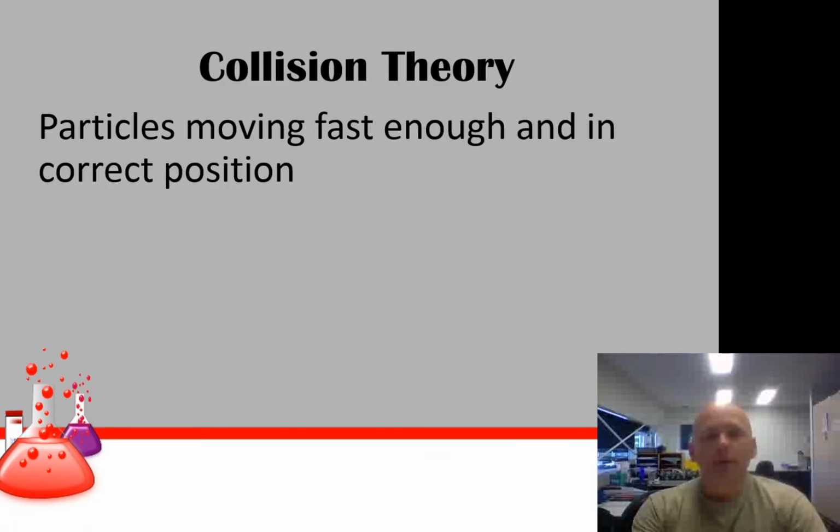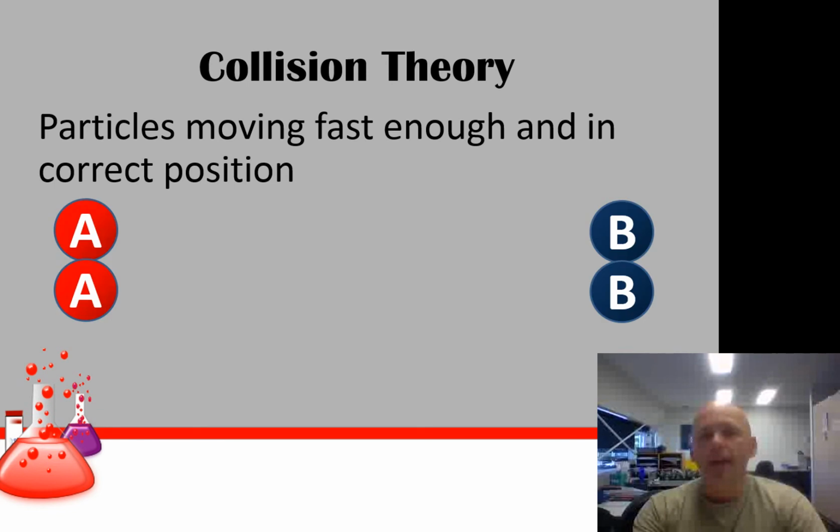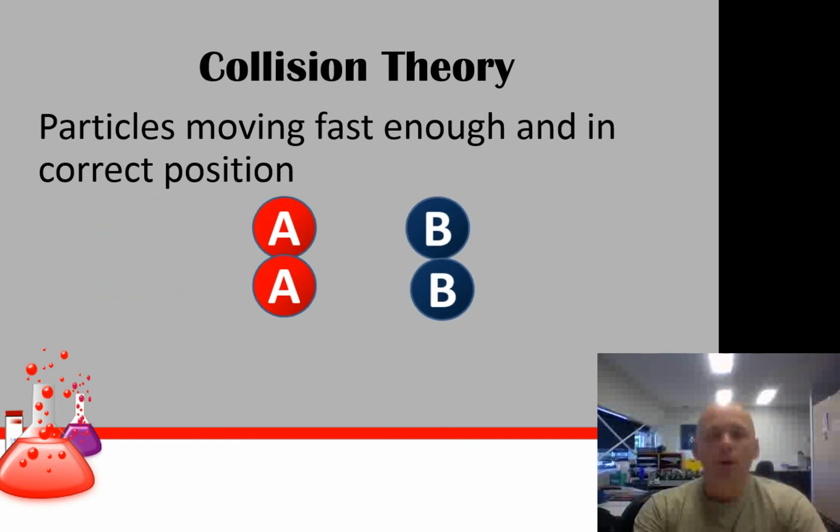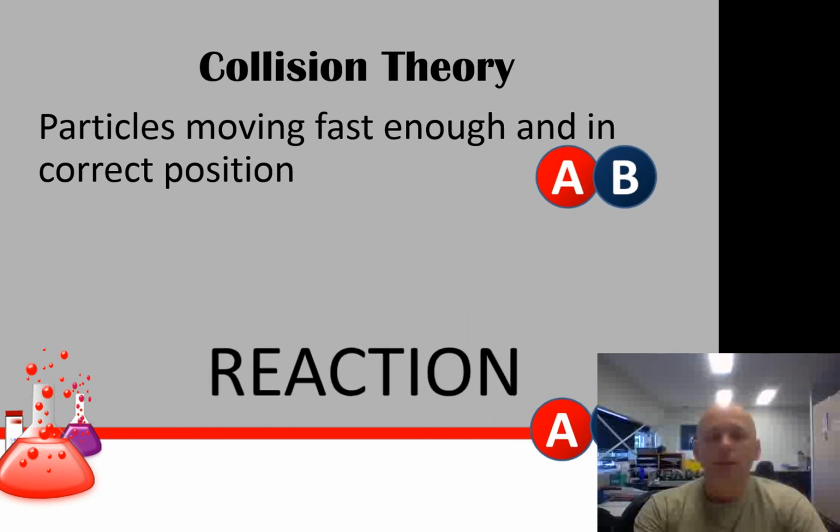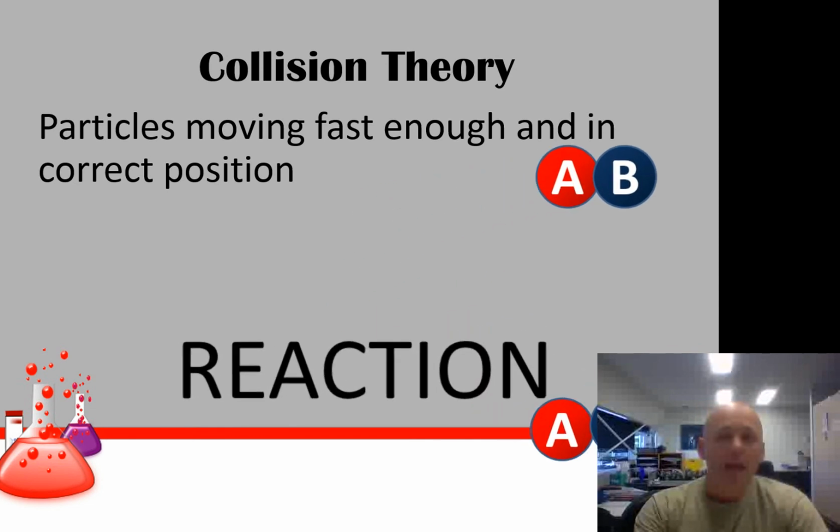Next, we have 2 particles that are moving fast enough and in the correct position. We use A and B molecules again, and you'll see that they're moving faster this time. They're orientated properly. Here we go, boom. Now we've got 2 new molecules and a reaction has happened. Okay, so that's the basis of the collision theory.